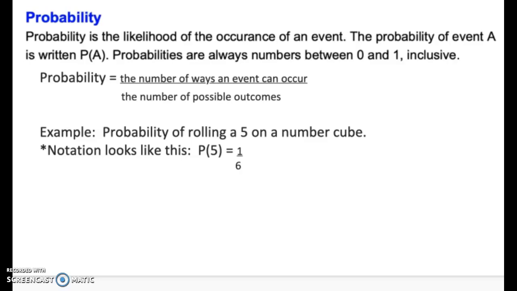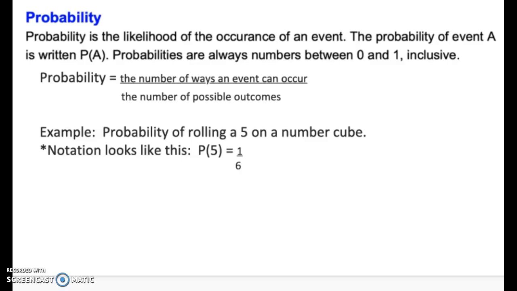Probabilities are always going to be calculated as a numerical value that is between 0 and 1 inclusive. That word inclusive means that the probability could include the number 0 or it could include the number 1, but also includes all fractions of numbers in between 0 and 1.